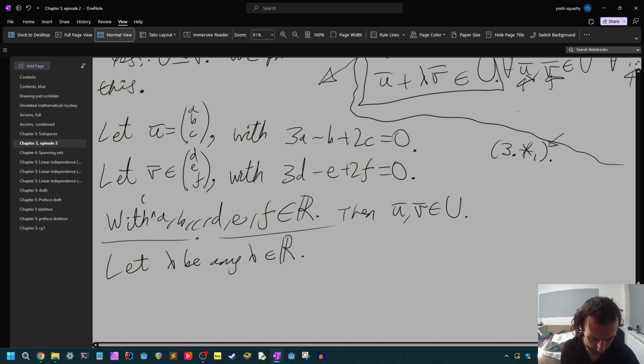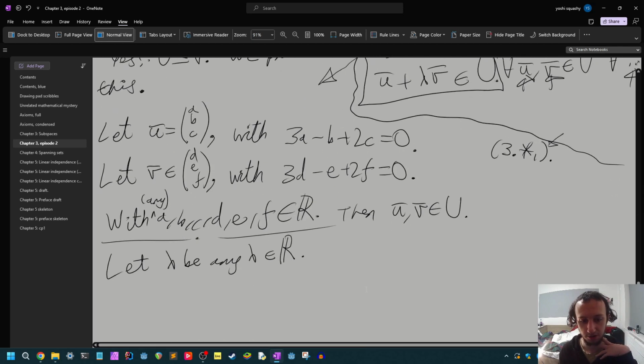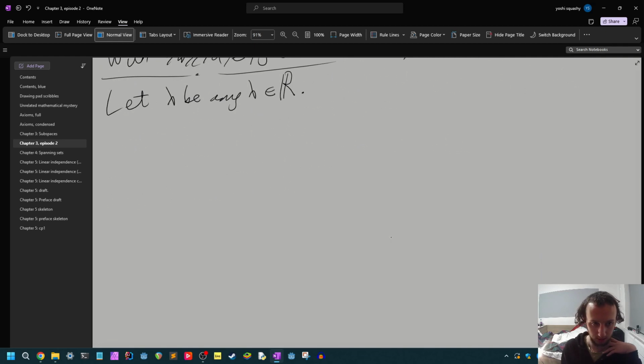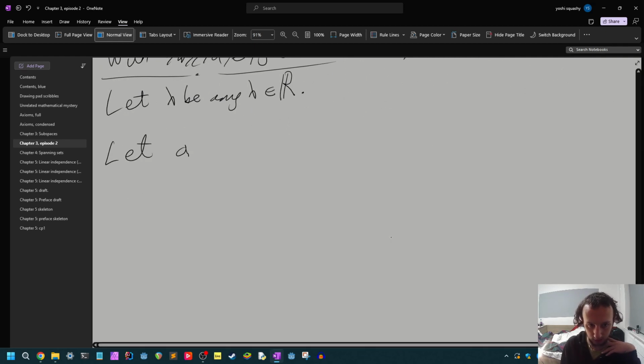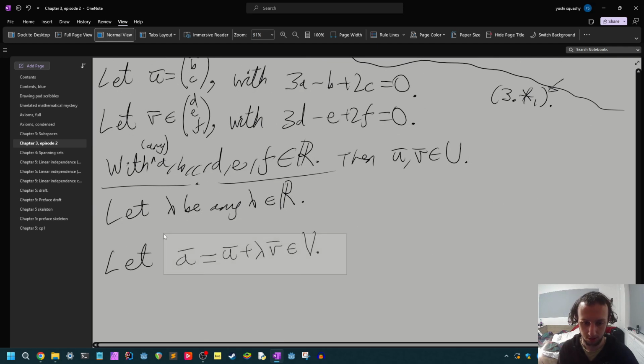Maybe we should write "any" here as well, to be clear. These aren't fixed values, these are variable values. So U is variable and lambda is variable, so if we can prove algebraically that this combination, let A equal U plus lambda V, is an element of the set of V, because we're just adding some combinations of vectors from R^3, therefore this whole thing is going to be a V, which I'll just write as well.